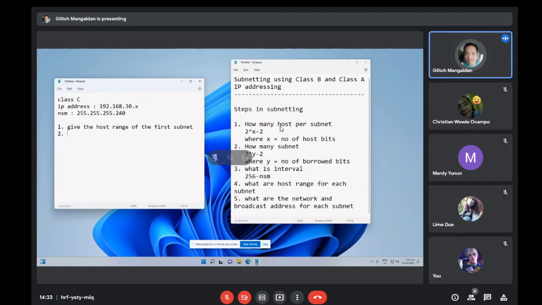Number 2, the second question. Let's add a second question. What is the broadcast address of the second subnet? So, there are two questions: what is the host range, and what is the broadcast address of the second subnet? Okay?